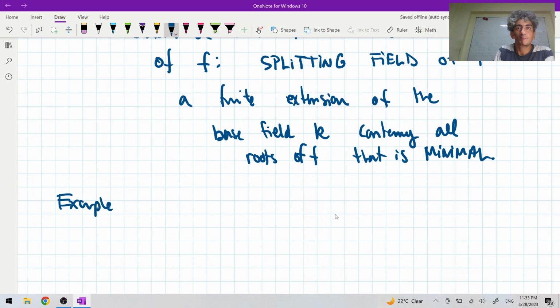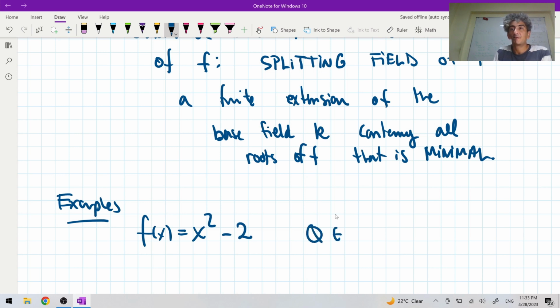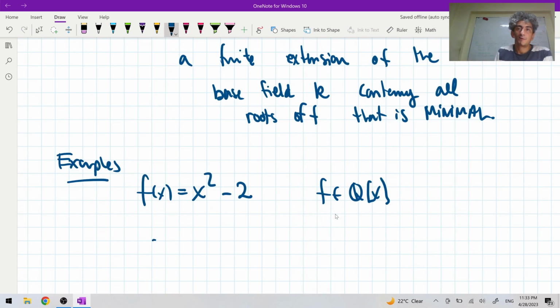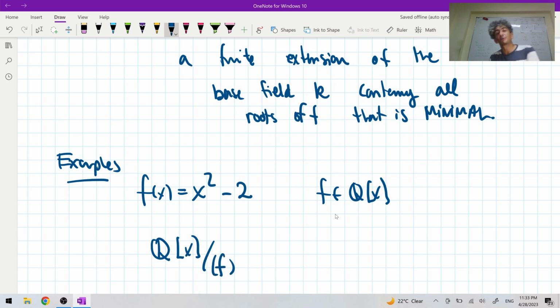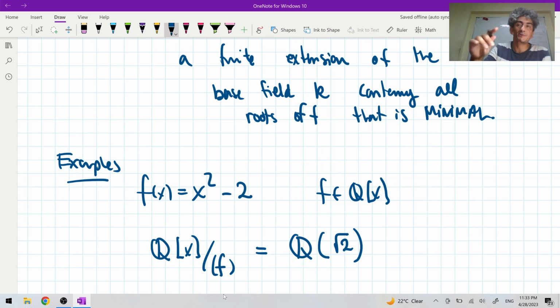Examples, take for instance x squared minus 2, which can be seen as belonging to Q of x. If we take the quotient of Q of x over f, we get a field that contains the roots of this polynomial, and that field contains Q and also contains square root of 2. It's a finite extension of the base field.